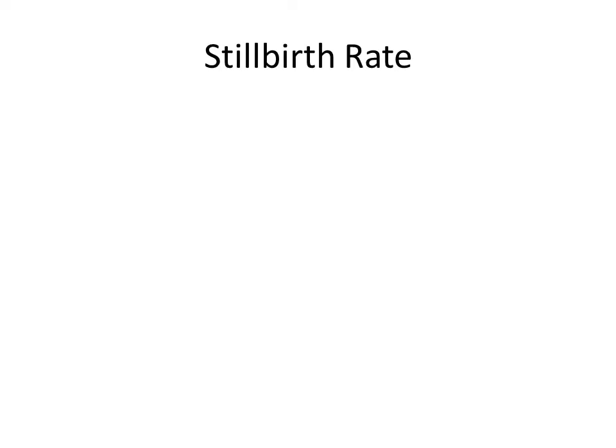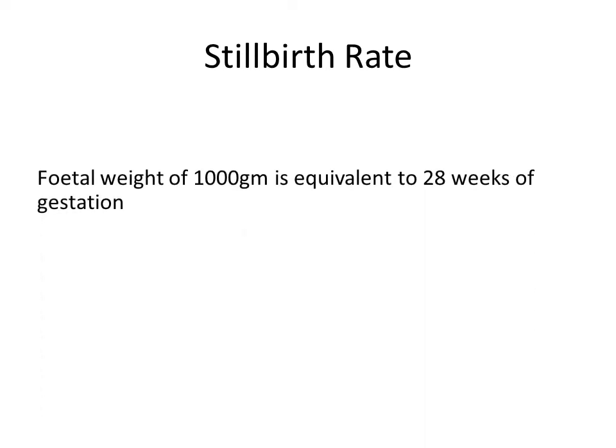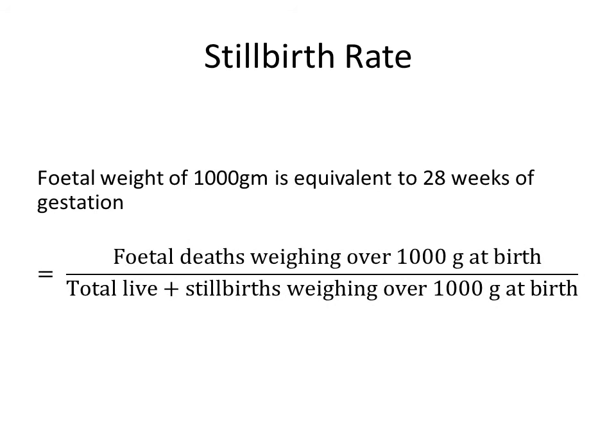Any fetal death after 28 weeks of gestation is not known as abortion. It is known as stillbirth. And if the gestational age is not known, it is considered that a fetal weight of 1 kg corresponds to 28 weeks of gestation. Hence, stillbirth rate is calculated as fetal deaths weighing over 1 kg at birth divided by total live births plus stillbirths weighing more than 1 kg into 1000.